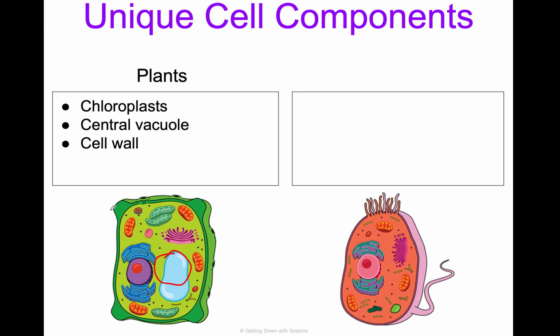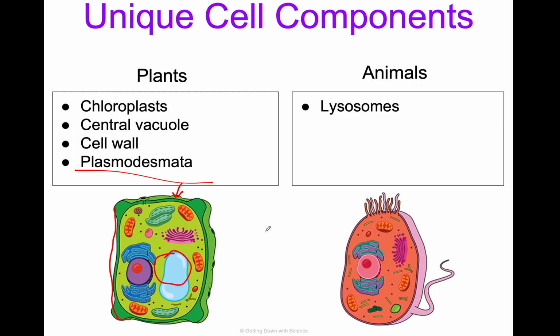They have a cell wall. It's outside of the cell membrane. And they have these things, plasmodesmata, right? These are little pores outside the cell wall. In animals, we have lysosomes. Let me see if I can find a little lysosome here. I think these tiny little ones, they're all over the place, but they have hydrolytic enzymes in them that just break things down. They're like the waste collectors.